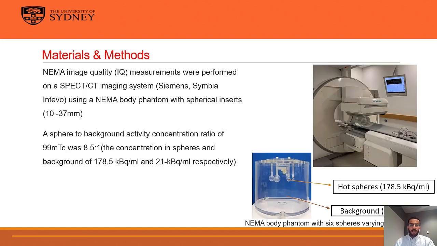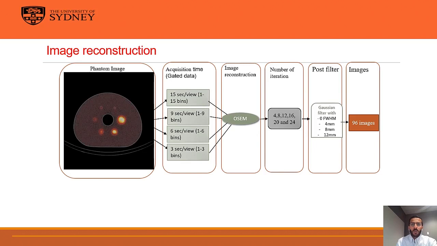Moving to the material, NEMA image quality measurements were performed on a SPECT CT imaging system, Symbia T4, using a NEMA body phantom with different sphere sizes. As we can see here, the NEMA body phantom used in this experiment had a sphere to background activity concentration ratio of technetium 99m of 8.5 to 1. The phantom image was acquired with 15 seconds per projection with a total of 60 projections per detector, in step and shoot mode with a circular orbit.